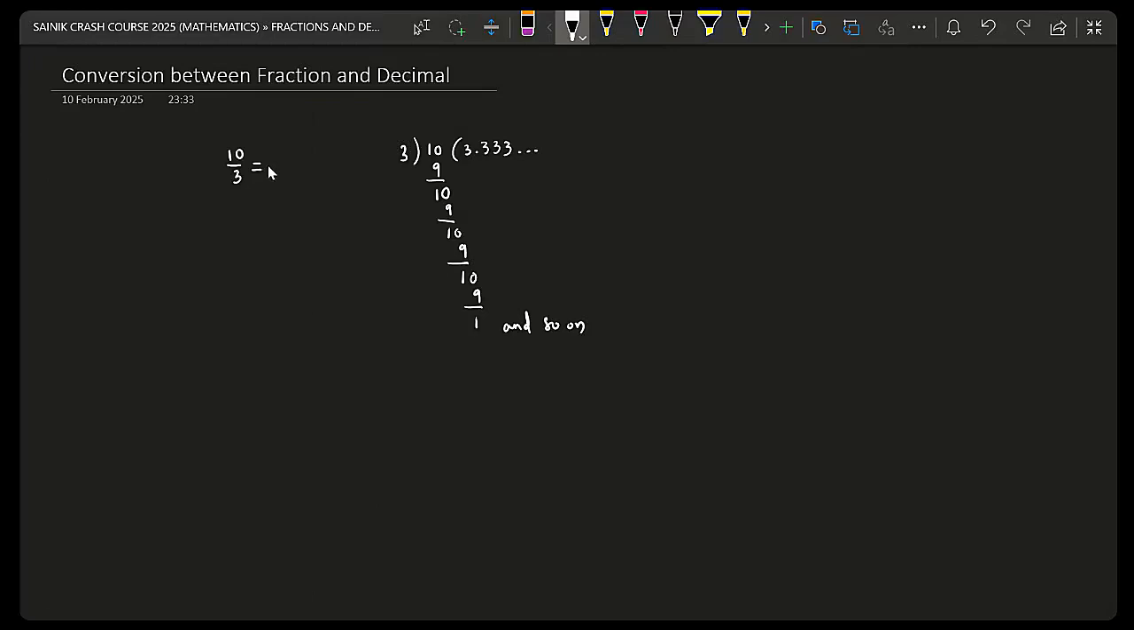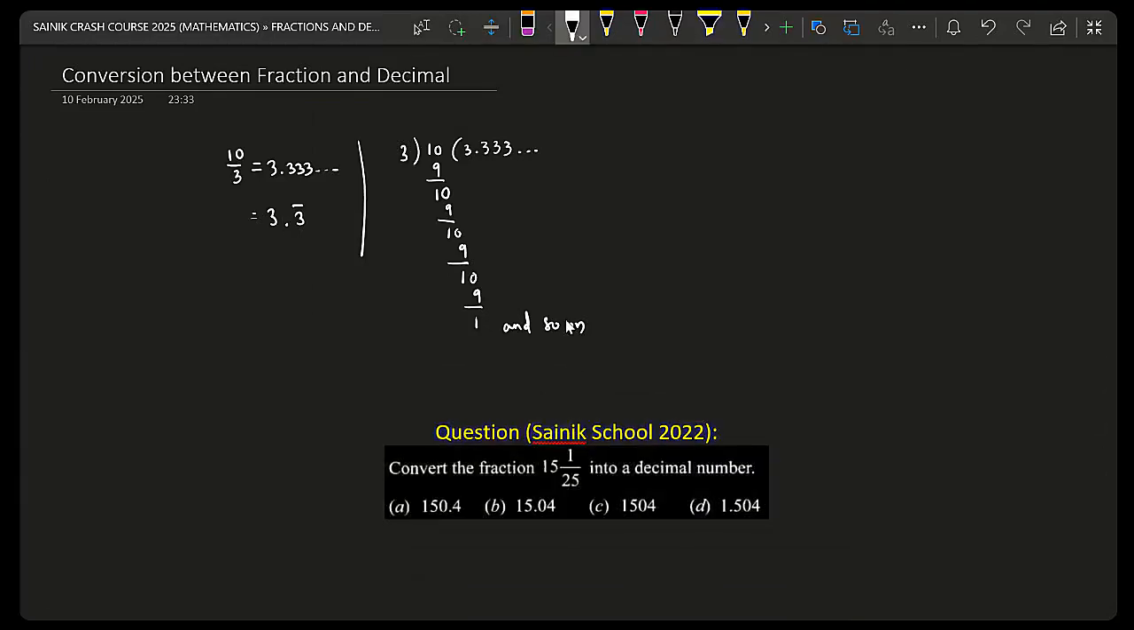That means 10 by 3 we have 3.333 and so on. That is written as 3.3 bar, where the repeating digit you will write with a bar. So this is how we get non-terminating decimals also, 3.3 bar. This is also based on division only. You can copy this example. We take more questions now. After you copy that, try this question. Convert the fraction 15 1 by 25 into a decimal number. Try this question. If anybody knows the answer, raise a hand.